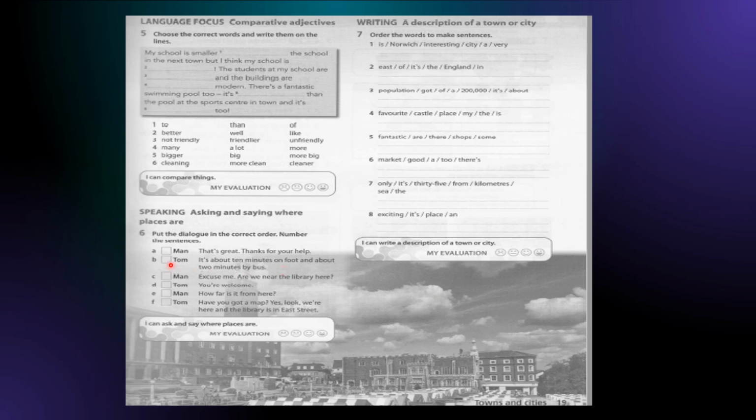This one, you just need to rearrange the dialogue. Okay? Put the dialogue in the correct order. Number the sentences. So which one goes first? That's great. Thanks for your help. It's about 10 minutes. Excuse me, are we near the library here? Okay, so excuse me will be the first. So write down number 1 here.